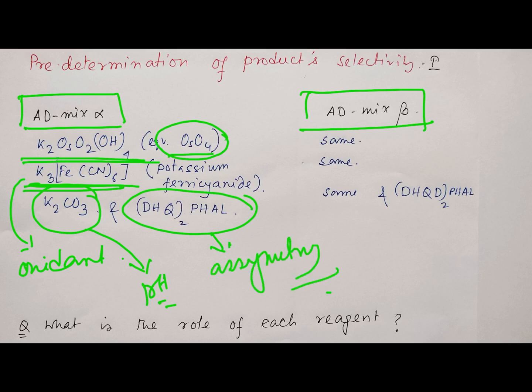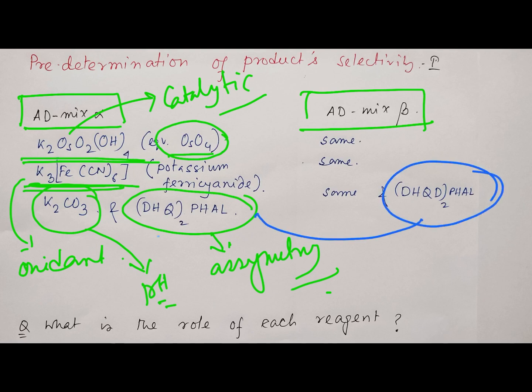So the osmium center is the catalytic center. Now AD-mix alpha is this one, and AD-mix beta is everything the same except the ligand, here the (DHQD)2PHAL. So we know the asymmetry is introduced because of the ligand, and in this case we are changing the ligand.